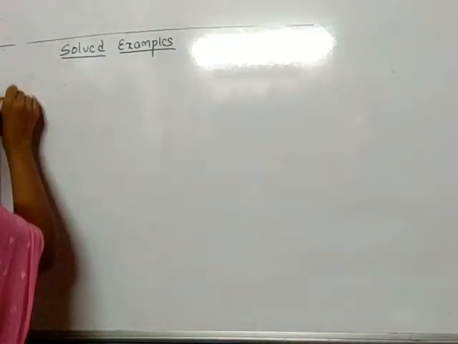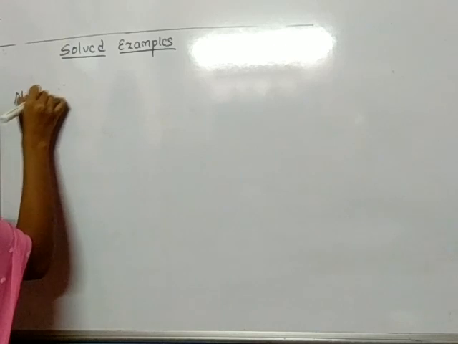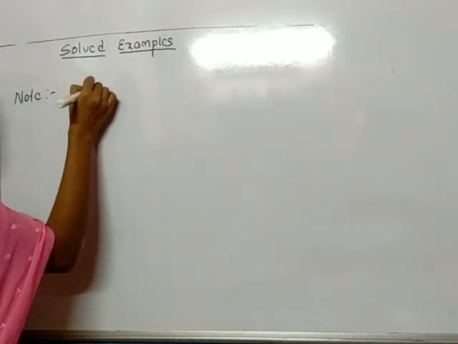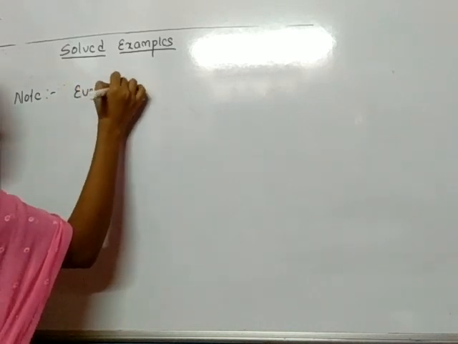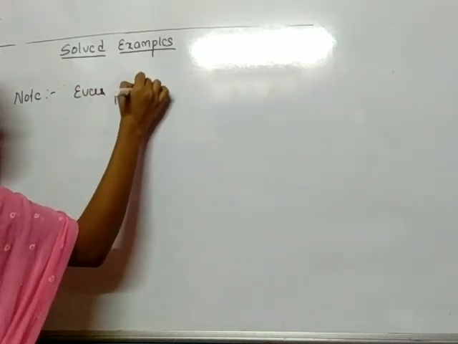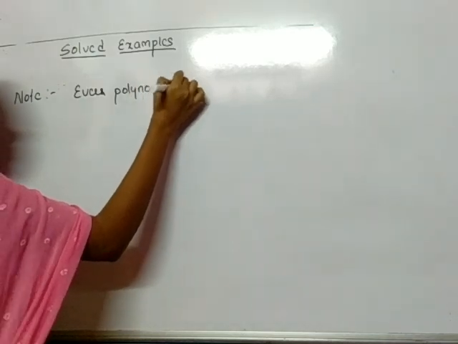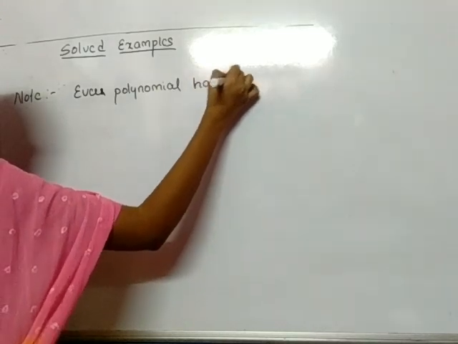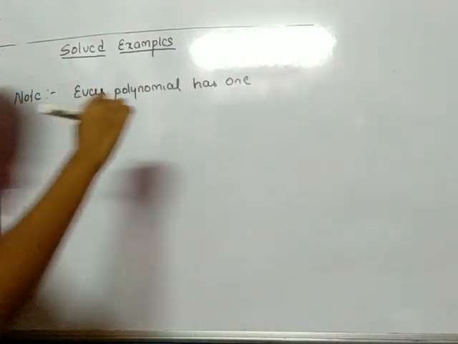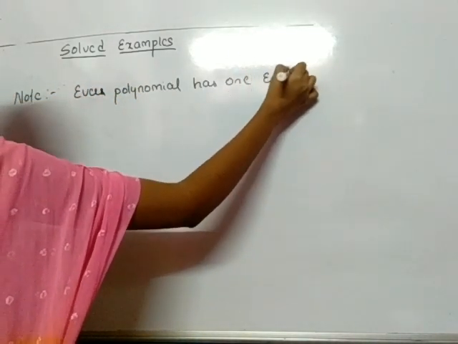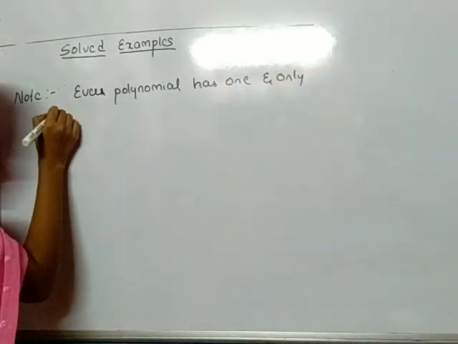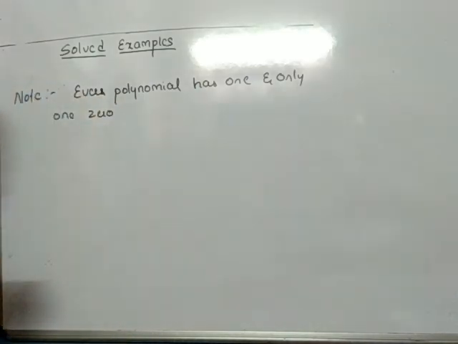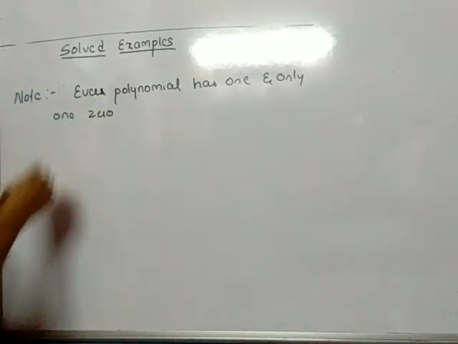We'll write here some notes. Every linear polynomial has one and only one zero, right? We put it in example 4. This is point 1.